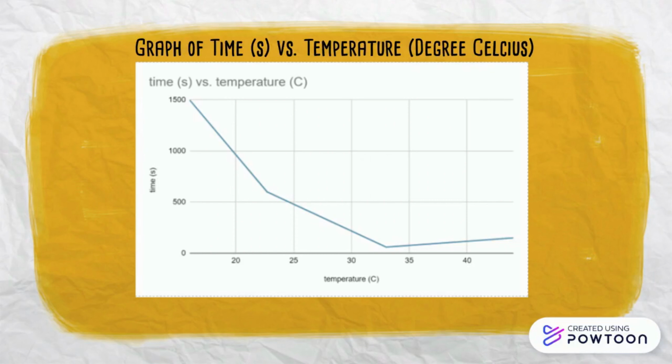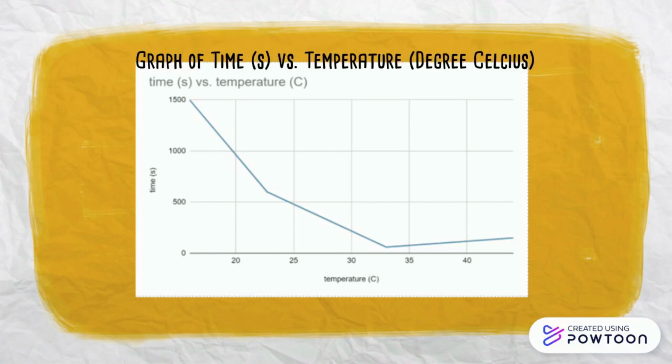However, when we increase the temperature to 44 degrees Celsius, the enzymes start to denature, which causes the shape of the enzyme and its active site to change, making the substrate unable to bind with it. This slows the rate, increasing the time to 150 seconds.